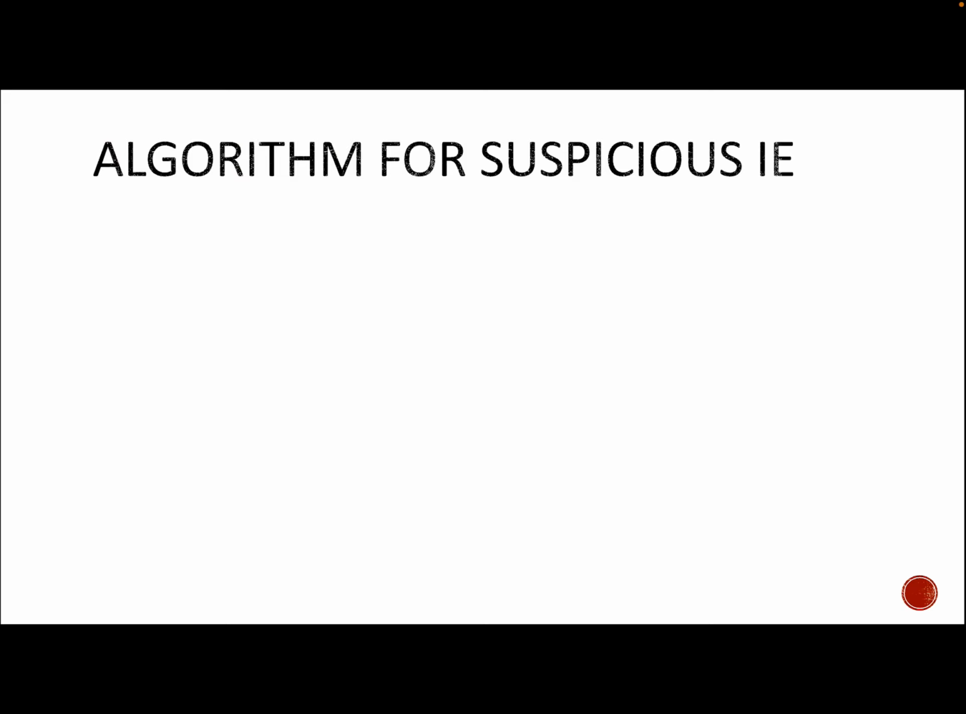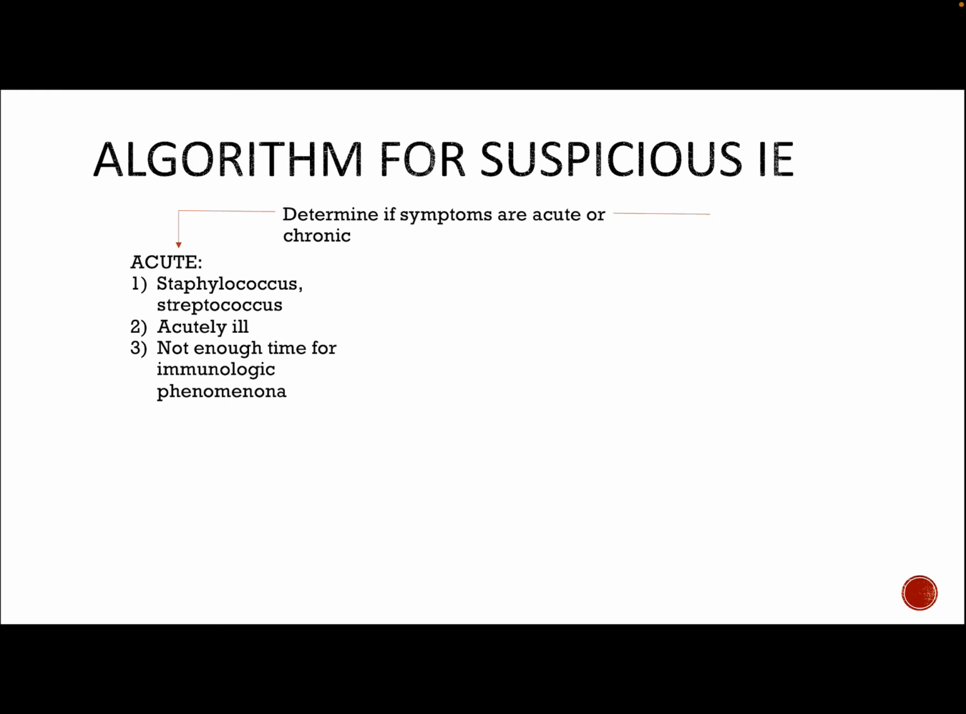Now suppose a patient comes with a suspicious IE. What is the algorithm we follow? First, you determine if the symptoms are acute or chronic. If they are acute symptoms that have been present only for 1 or 2 days, we have to think of the following. It's most likely a staphylococcal or streptococcal infection. The patient is usually very acutely ill, and you may not find all the immunologic phenomena that we discussed because there hasn't been enough time for those to demonstrate themselves.